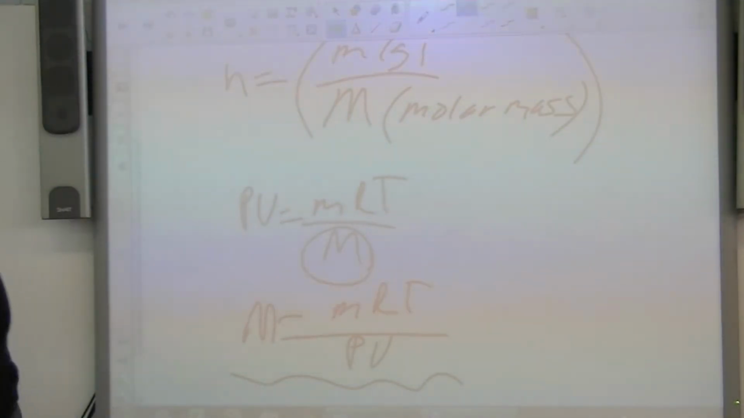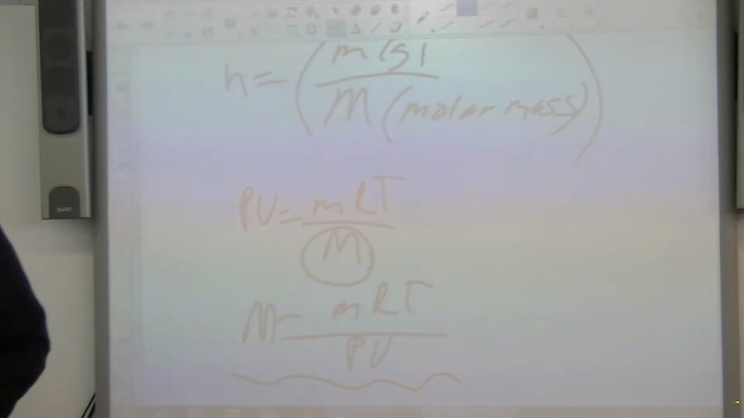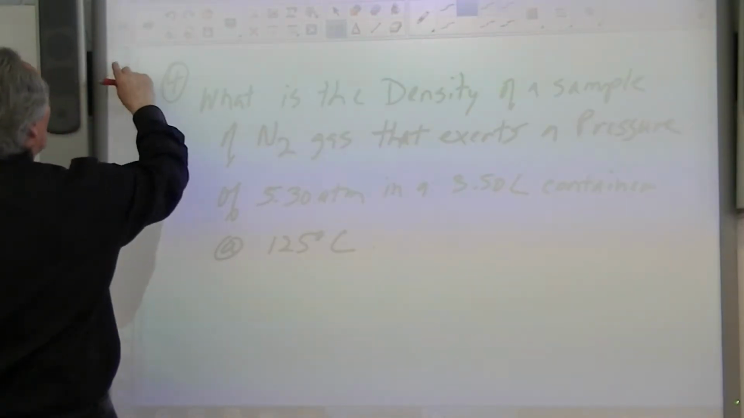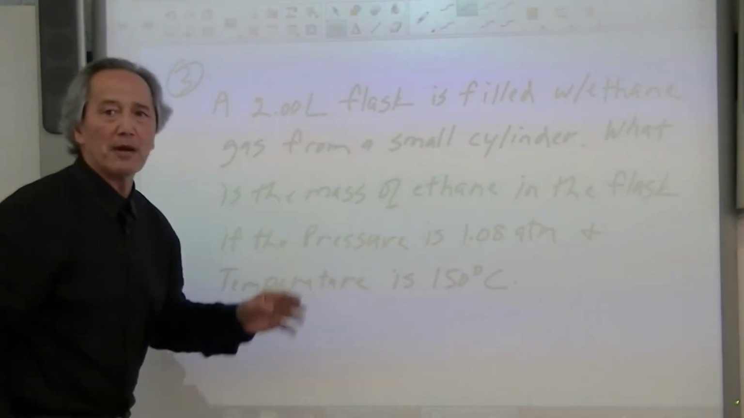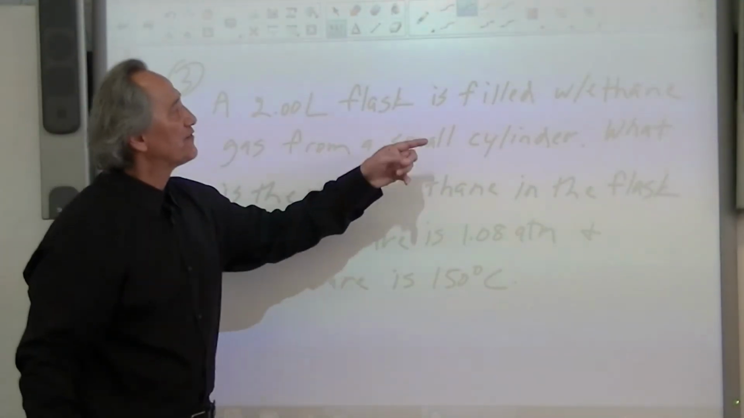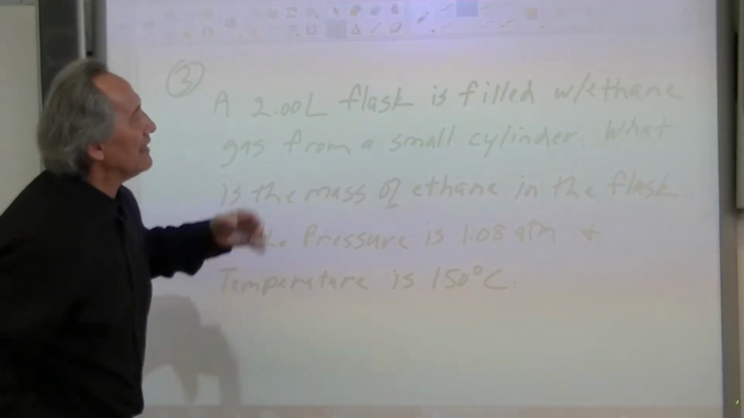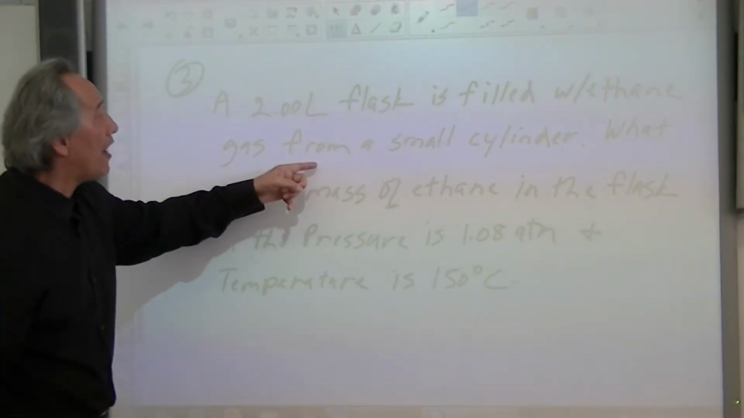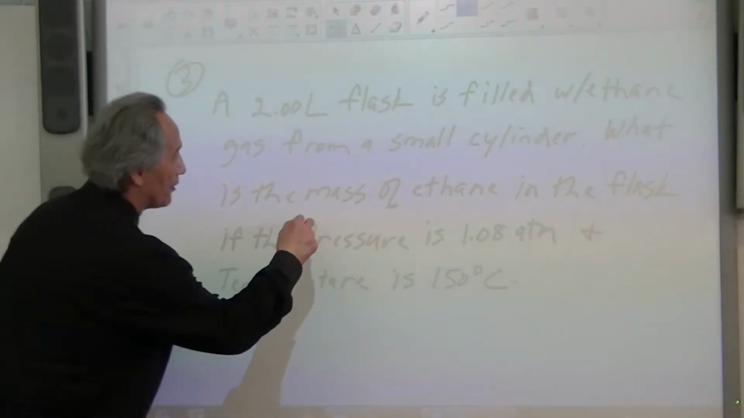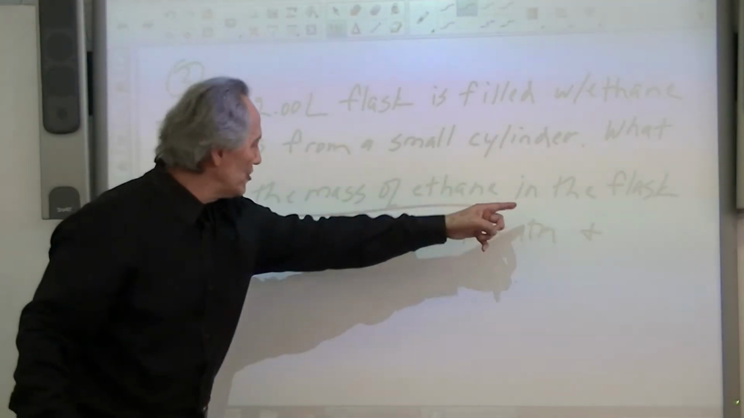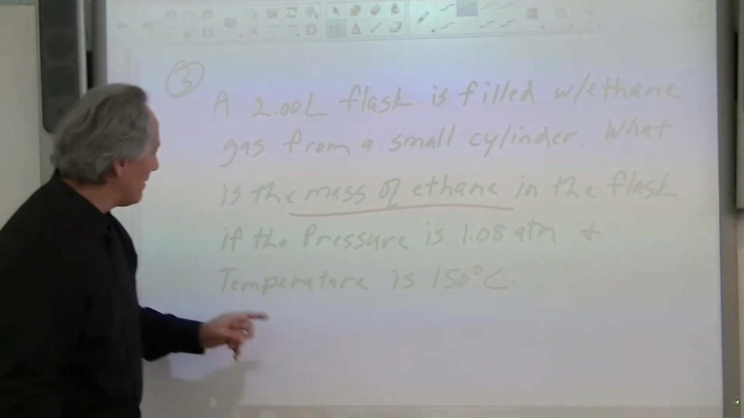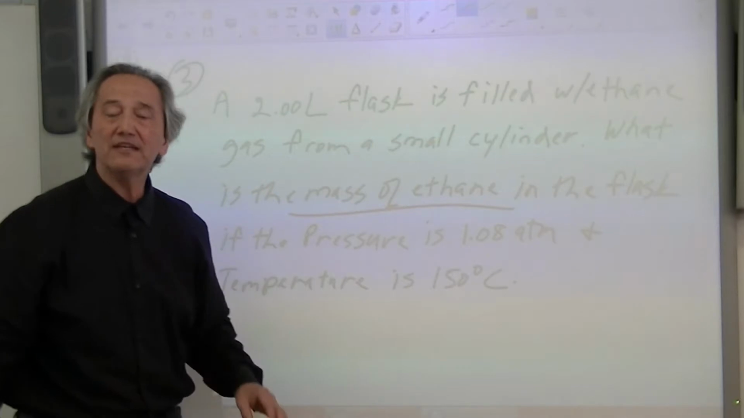Well, let's go ahead and move forward. Let's do a problem with this new expression of the ideal gas law, or derivative, if you will. We're going to go to problem number 3. It reads as such: a 2-liter flask is filled with ethane, C2H6 gas, from a small cylinder. What is the mass of the ethane in the flask if the pressure is 1.08 atm and the temperature is 15 centigrade?